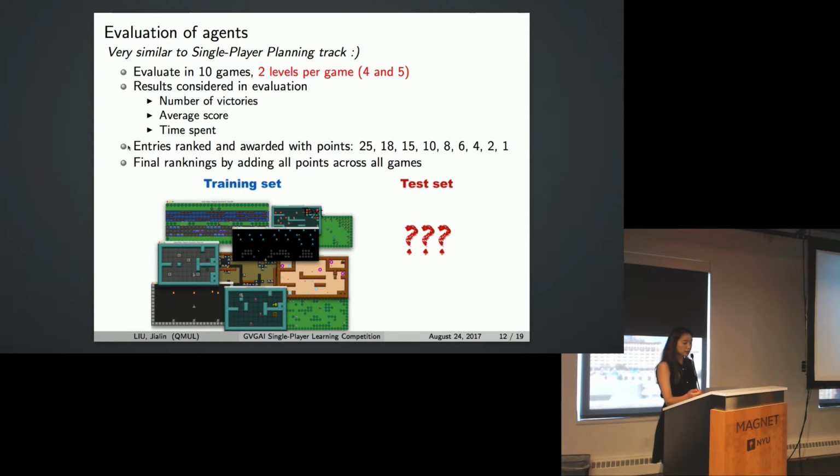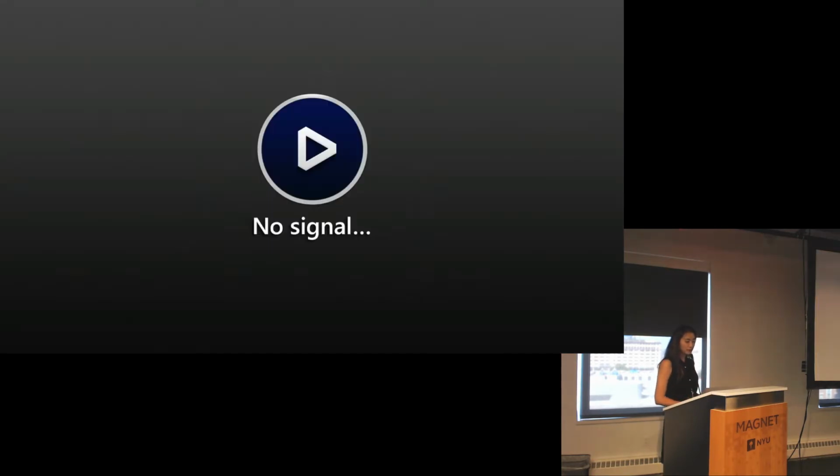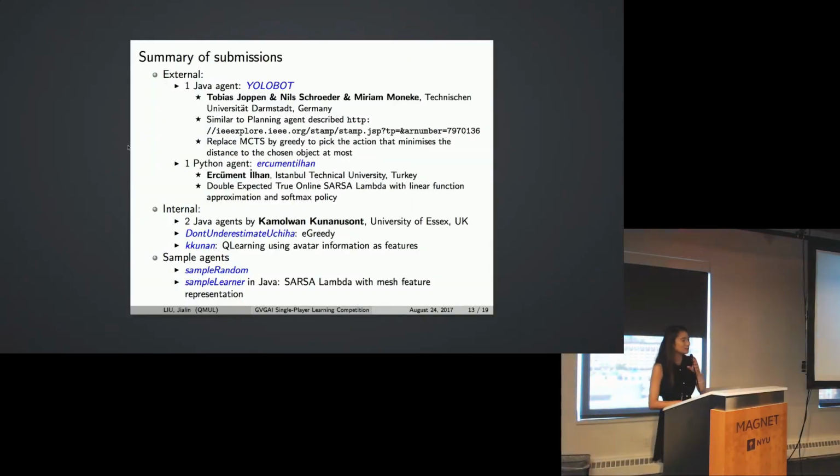The entries are ranked and awarded with points 25, 18 by the game score first, and then considering the victory, and then the time spent. The final ranking is calculated by summing all the points gained in all the game sets. So the training sets are known to people, but the test set is unknown, and we don't release it. This year we have used the same training set and test set as the single player planning track. To summarize the submissions quickly, we have 1 external Java agent submission from Eurobot, 1 Python agent, and 2 internal Java submissions, and 2 samples.